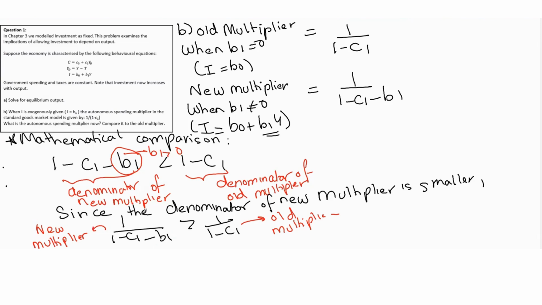Right, so what we've done is a pure mathematical comparison where we've shown that when investment depends upon output, the denominator of the new multiplier is smaller, so the new multiplier is larger than the old multiplier, because for a fraction, the smaller the denominator is, the bigger the overall fraction is. This was a pure mathematical comparison. Let's look at some economic intuition of this result now.